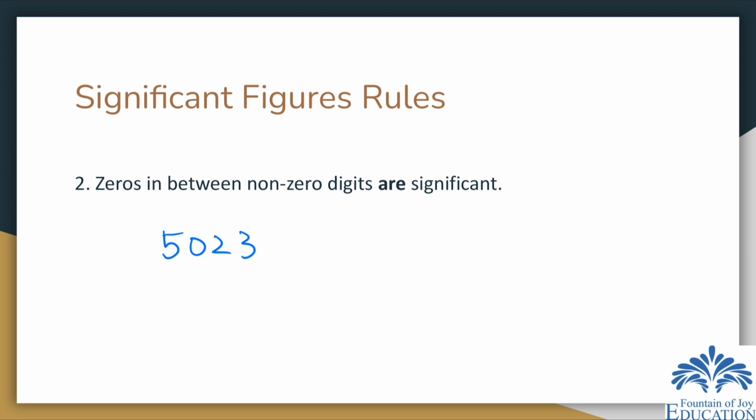This rule also applies for decimal numbers. For example, 34.003. Those two zeros are between 4 and 3. Therefore, they are also significant. So the number 34.003 has 5 significant figures.